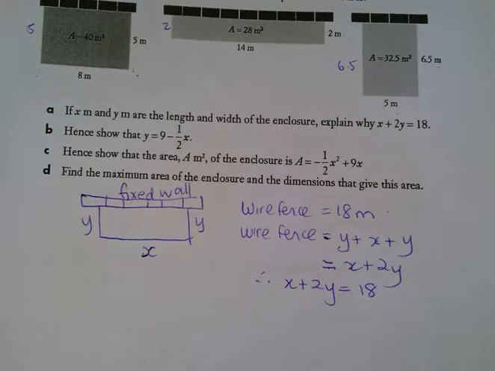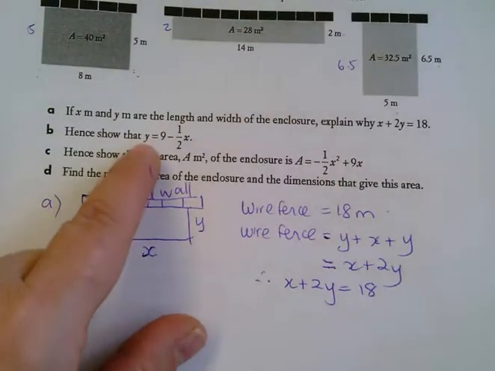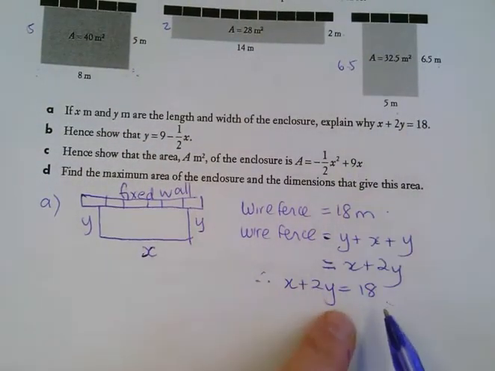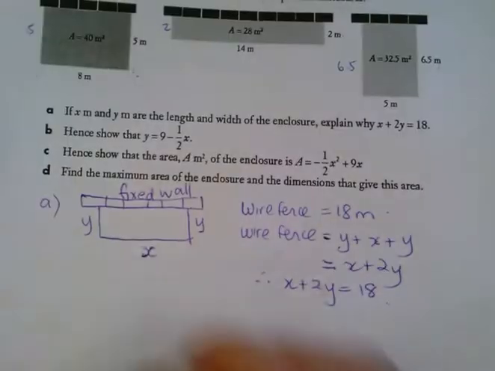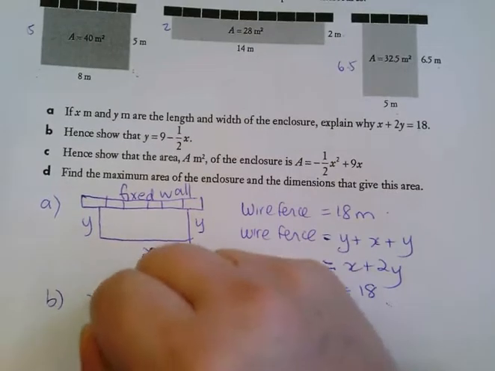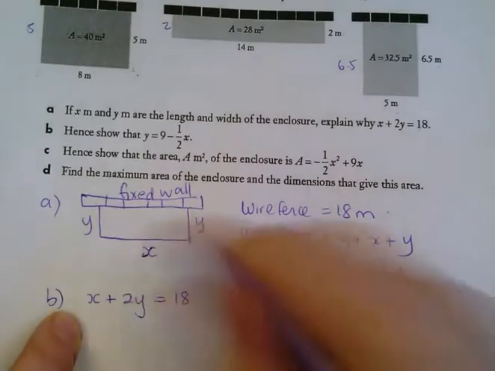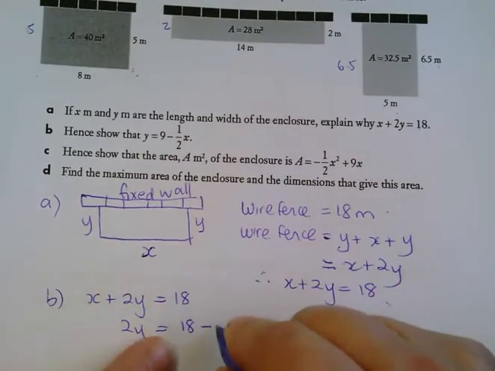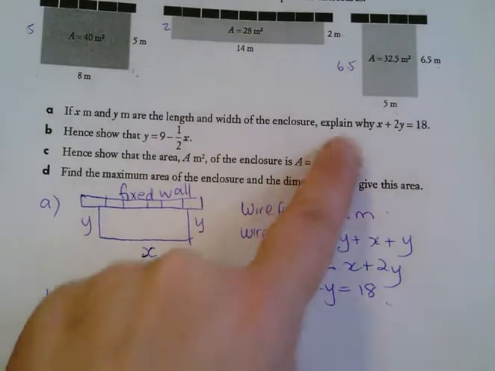Okay, notice we keep doing the same thing again. They start with this equation. They'll say, explain why this is the case. Then they'll say, show that y is... So we're making y the subject of the equation. So I've got x plus 2y is 18. Let's just take the x over. 2y equals 18 minus x. And now I need y to be the subject.